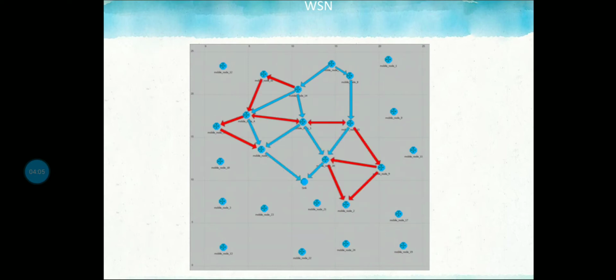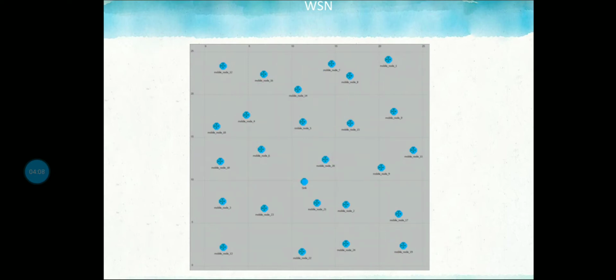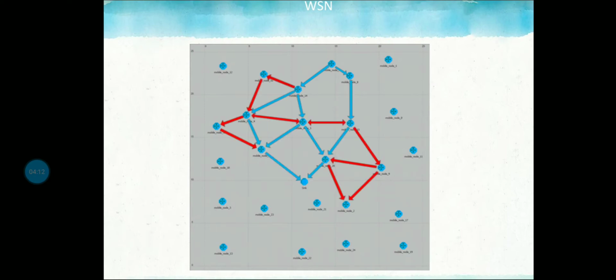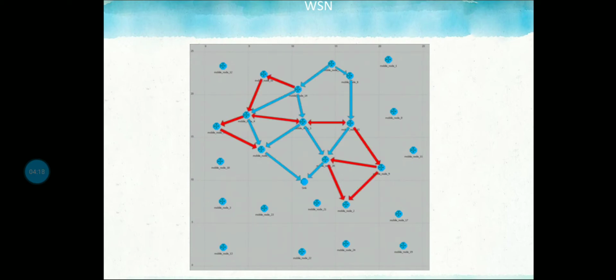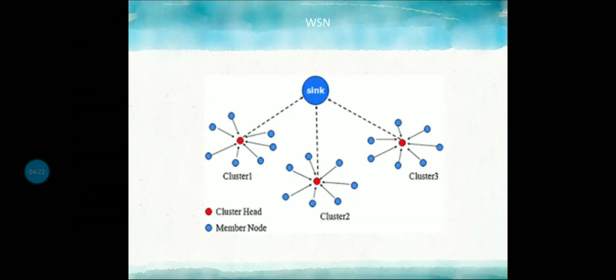And the power source, what does it do? For each sensor node, the power is derived from a battery. So these are the basics of the wireless sensor network. You can see that in a wireless sensor network there are different clusters. Three clusters are shown here.